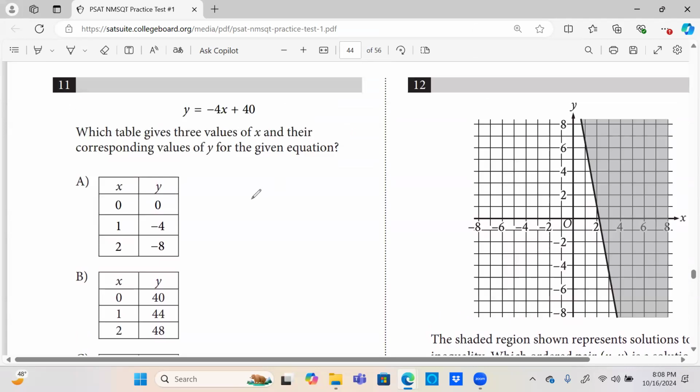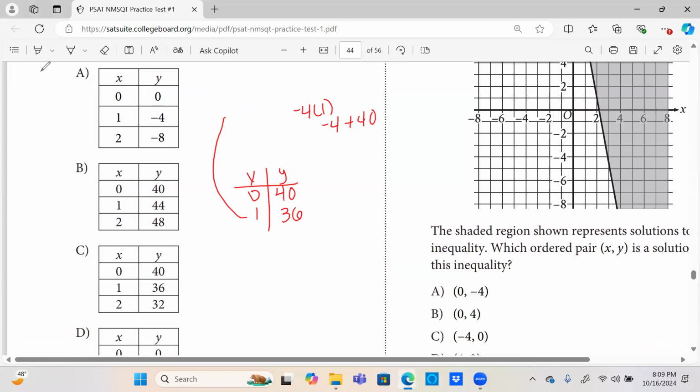And now let's plug in 1. So we did 0 and got 40. We're going to do 1. -4 times 1 is -4 plus 40, which is 36. So B is out. C is in. I'm not even going to do the last one because that's the only one that would have been remaining. Like we had already ruled out A and D, and then this guy right here ruled out B. So C is good. Now, you technically don't have to do that by hand.